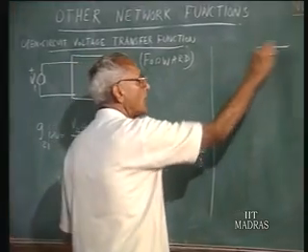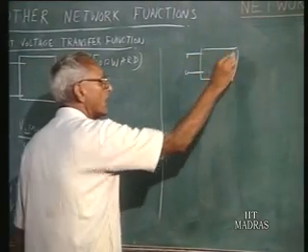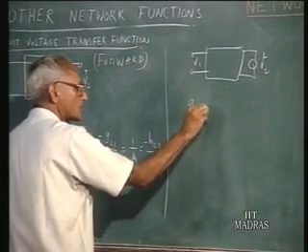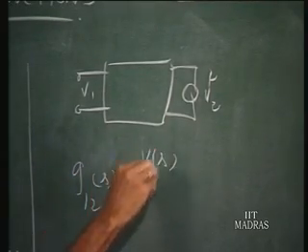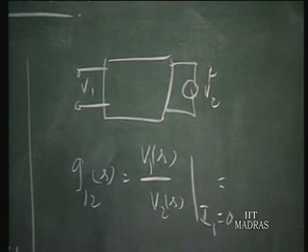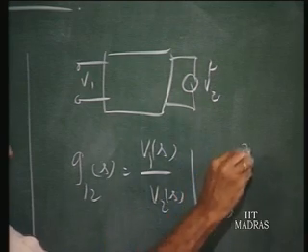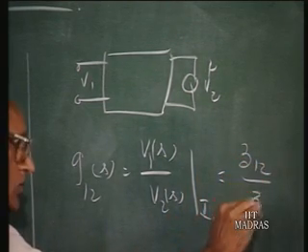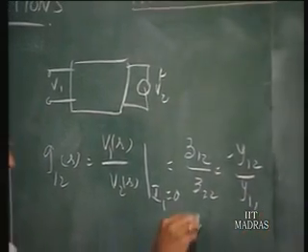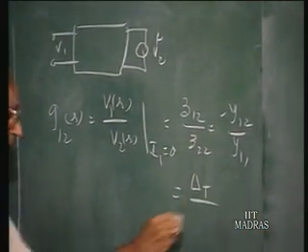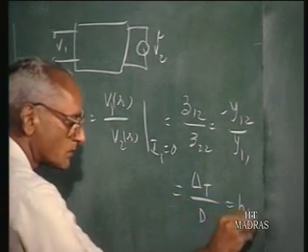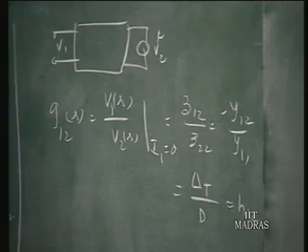Similarly, if we keep port 1 open and apply a voltage to port 2, this is called G12(s), V1(s) over V2(s) when I1 is 0. That can be written as Z12 over Z22, minus Y12 over Y11, which is delta T over D, where this is the determinant of the transmission matrix, and is also equal to H12. So we can work this out.